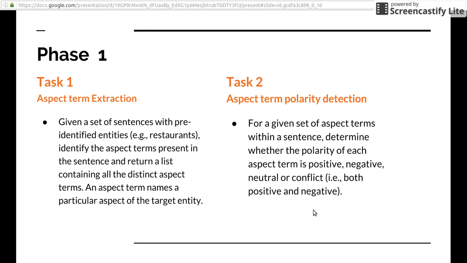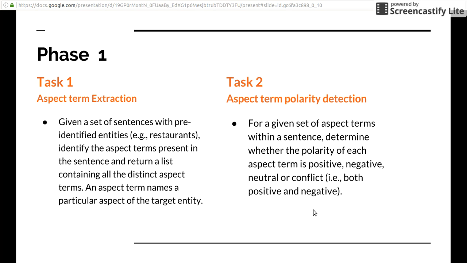The overall project was built in two phases. Phase 1 consists of two tasks. Task 1 is aspect term extraction, and the second task is aspect term polarity detection. In the first task, we are given a set of reviews. We parse the reviews and we extract the aspect terms in each of the reviews. After we get the aspect terms, we return a list containing all the distinct aspect terms.